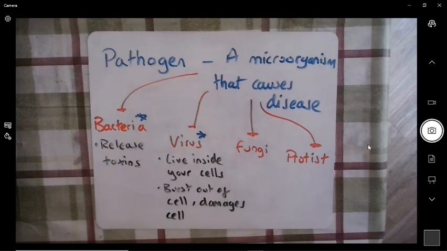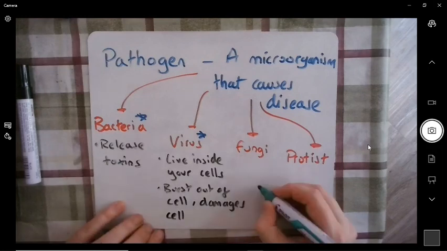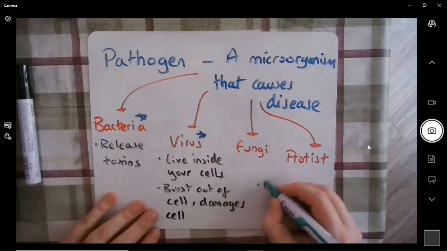So bacteria live out in the open, release toxins. Viruses live inside your cells, reproduce rapidly, and burst out of the cell in order to infect others. And by bursting out of the cell, clearly it's going to damage it. So that leads me to one final point about this, and that's our drugs called antibiotics.